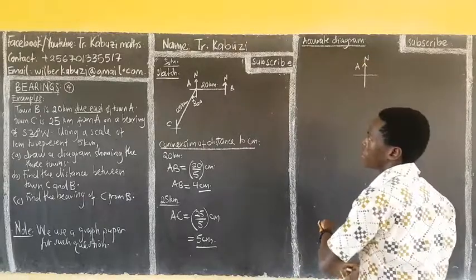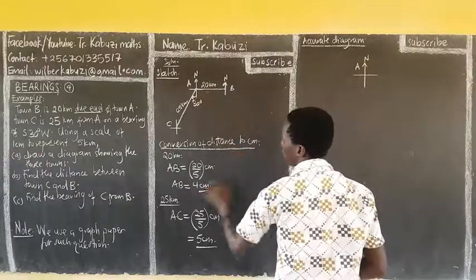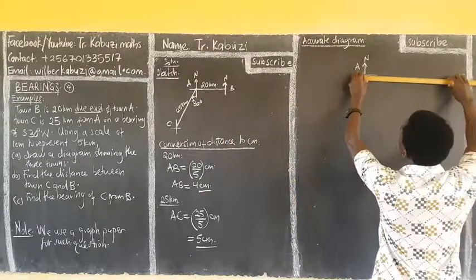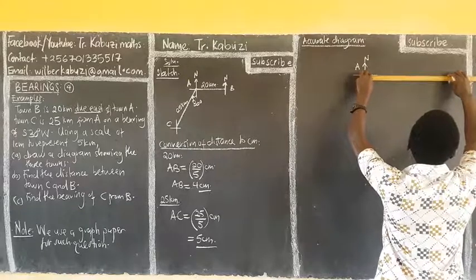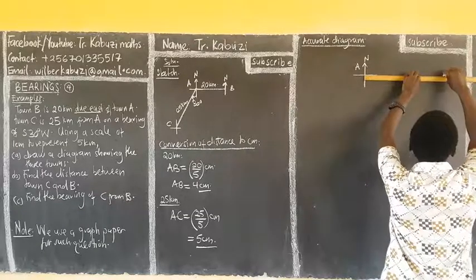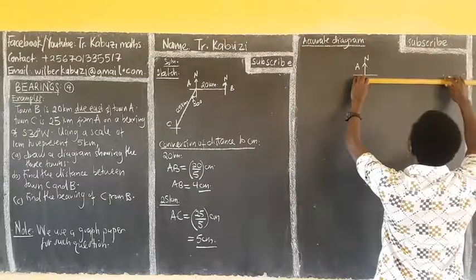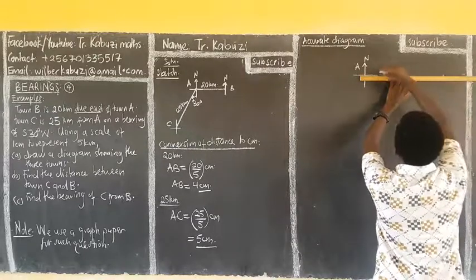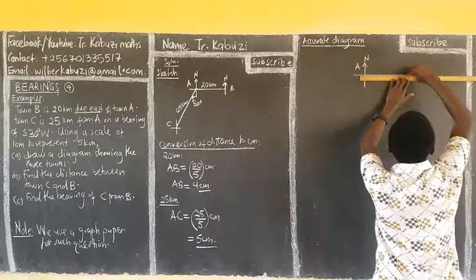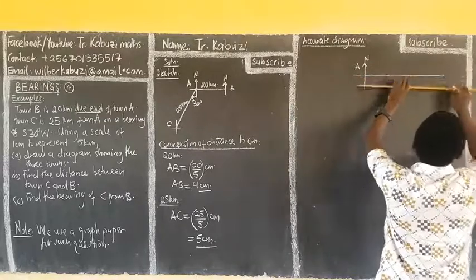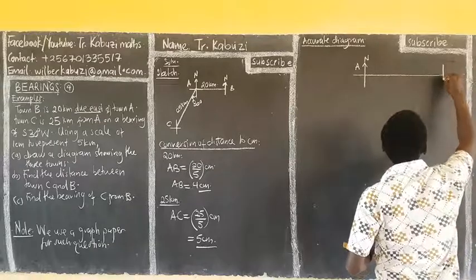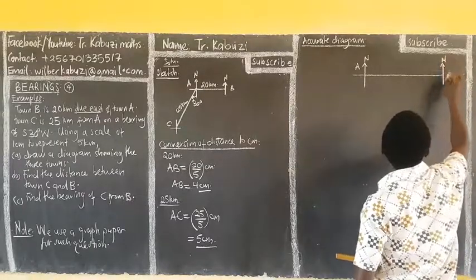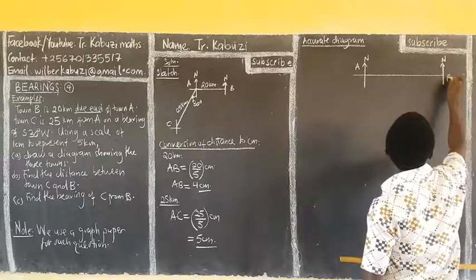Now you see that I'm going to measure down 4 centimeters. So I'm going to be measuring from here at 24 centimeters, mine are ending there. Then you join this to that. So this is going to be my town A, and this one is going to be my town B.